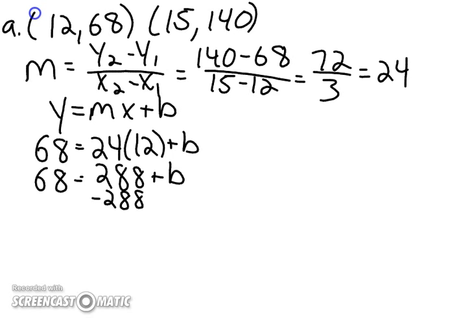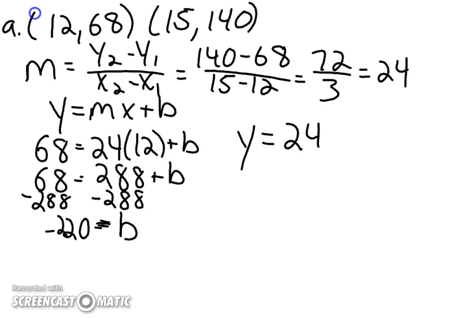Subtract 288 from both sides. We have negative 220 equals b. So our final equation, y equals 24x minus 220. That is the equation of that line that goes through those points. So that's part A.